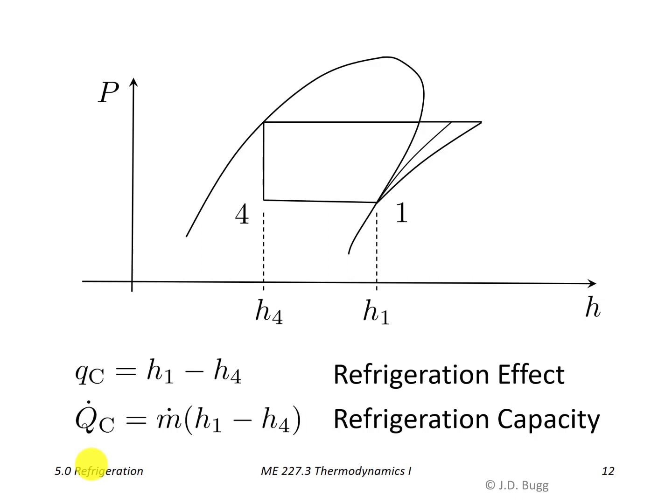And of course, as long as we know the mass flow rate through our refrigeration system, we can tell the refrigeration capacity just by the horizontal separation between these 2 points on our pH diagram. The longer that line is, the larger our refrigeration capacity.